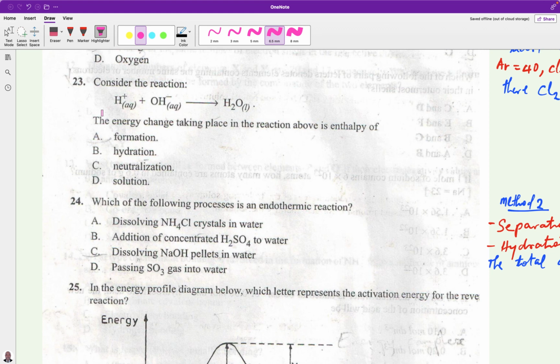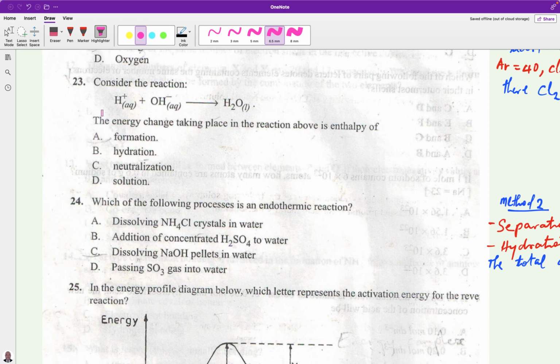23 is: consider the reaction hydrogen ion aqueous, that is in solution, plus OH ion aqueous, that is still in solution, to give 1 mole of water. The energy change taking place in the reaction above is enthalpy of what? Is it enthalpy of formation?